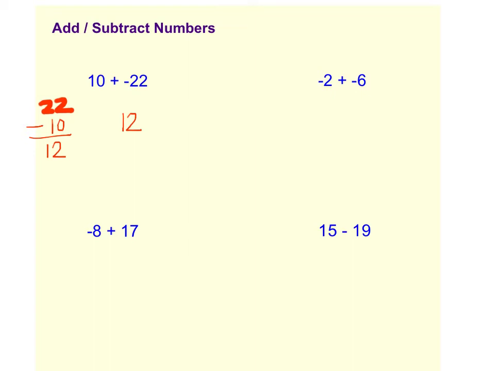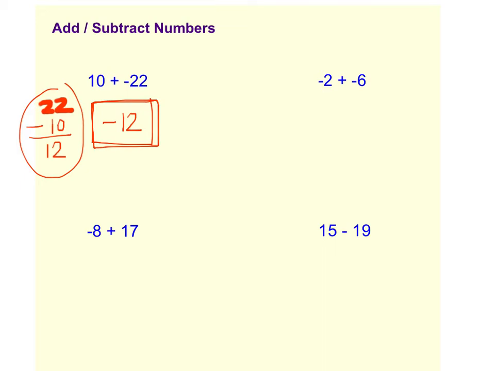So what you do is you look at the bigger number between 10 and 22, which is 22, and our answer has to have the same sign as that. And because it's a negative 22, we're going to put a negative sign with our 12, and we have a negative 12 for our answer. So if you're adding numbers with opposite signs, go ahead and do subtraction, get your answer, and then figure out if you should have a positive or a negative answer.